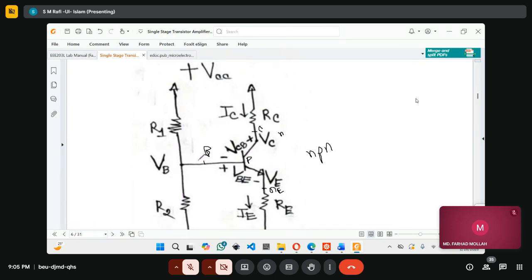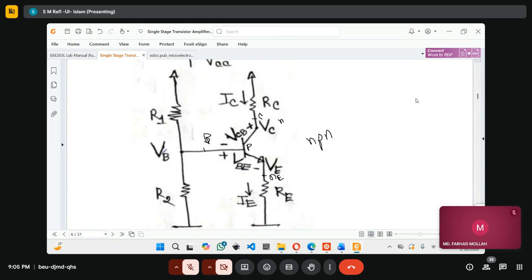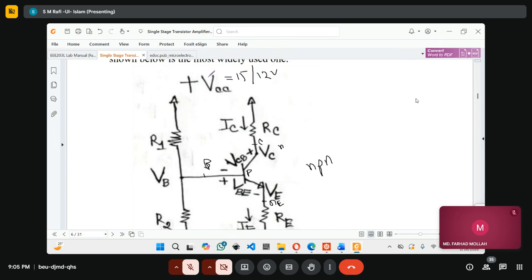Now let's say the biasing, a typical biasing circuit like this. There is a voltage source, VCC, generally 15 volt in some cases, in some cases 12 volt, depending on the transistor configuration. That is connected to the base through two resistances, R1 and R2, and this VCC is also connected to the collector region with a resistance.